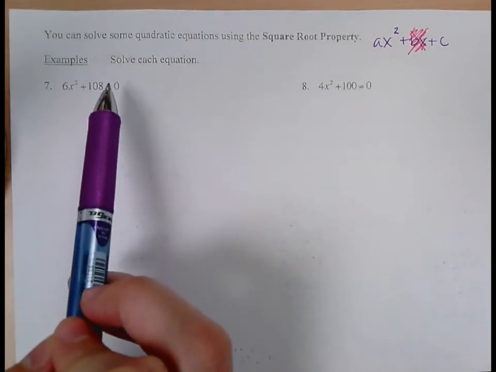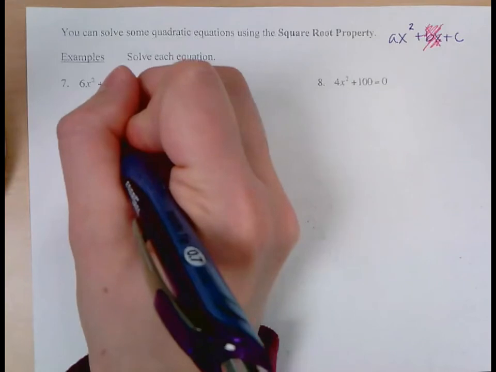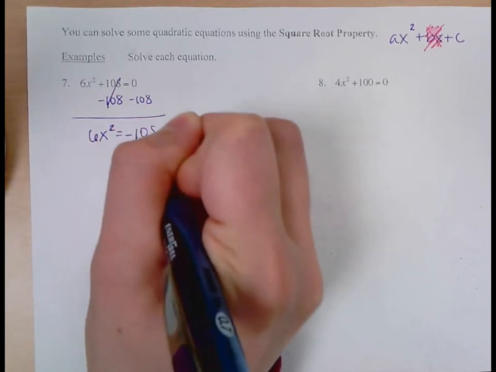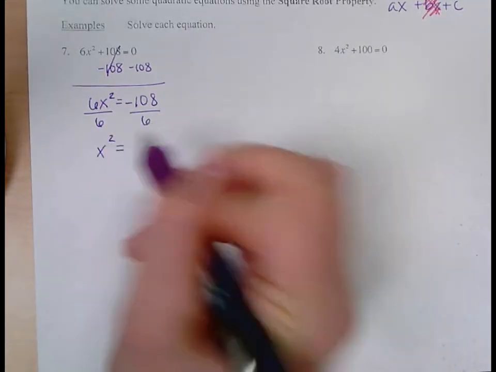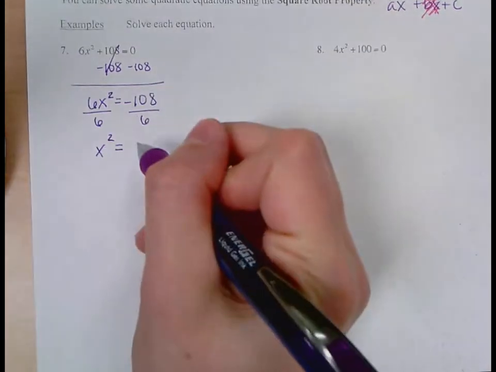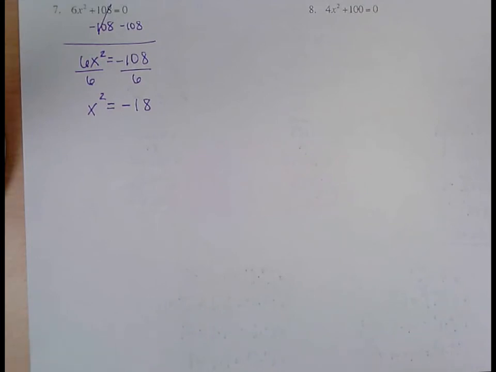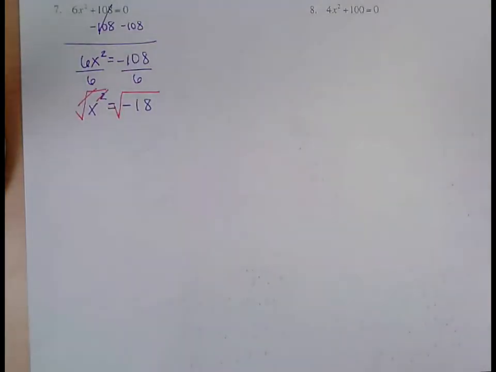So when you're solving using the square root property, you want to first get the x squared by itself. So if we look at 7, I'd want to subtract 108 first. So 6x squared equals -108. And then divide both sides by 6. And -108 divided by 6 would be -18. Once you have the x squared by itself, how do you cancel out a power of 2? You square root. So that's why it's the square root property. You take the square root of each side. That cancels out the power of 2 on the x, so you just have x.